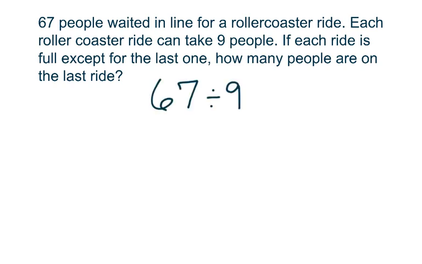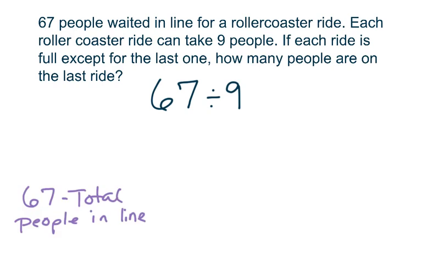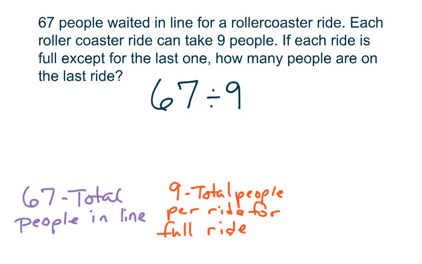So this is a division problem. I'm going to have 67 divided by 9, and I want to know, what does each of these numbers represent? My 67 represents the total number of people in line. My 9 represents the total number of people that can ride on one ride, or my full rides in the roller coaster. So my 9 is the total number of people for there to be a full ride of the roller coaster.